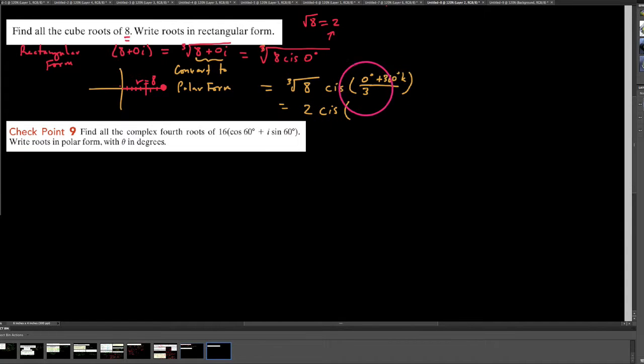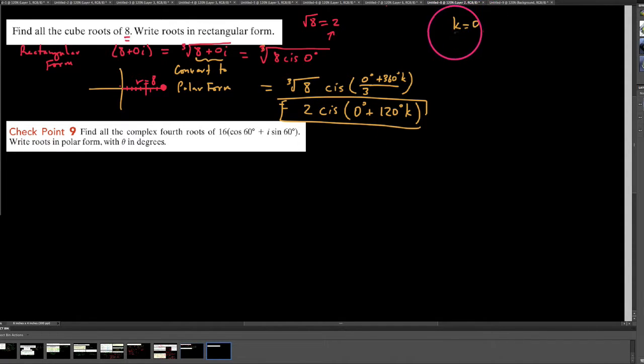And then in terms of CIS here, CIS of what? We will do this separately. We say 0 degrees divided by 3, which is 0 degrees, plus 360 degrees divided by 3 is 120 degrees k. Put a big box around this, because congratulations, this is going to help us find all of our cube roots.